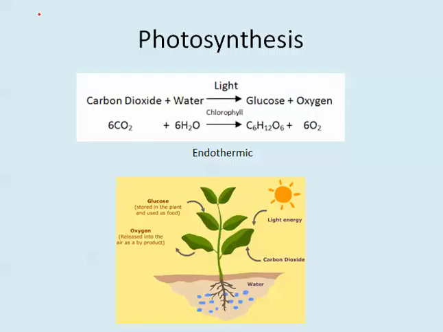Life on Earth wouldn't be possible without photosynthesis, and all plants will show photosynthesis. And in photosynthesis, those plants will be bringing in carbon dioxide, taking in water, and with the help of light and the chlorophyll within the leaves, they will be producing glucose and oxygen. This is an endothermic process. It takes in energy to make these new substances.